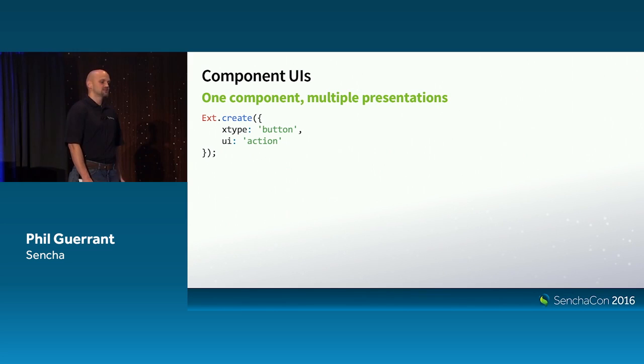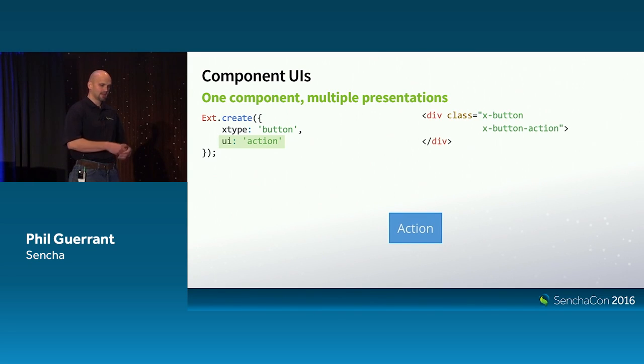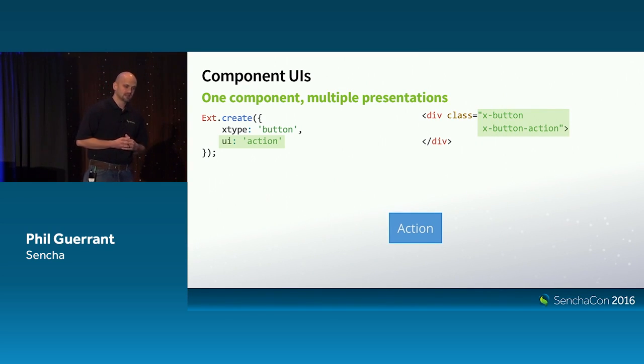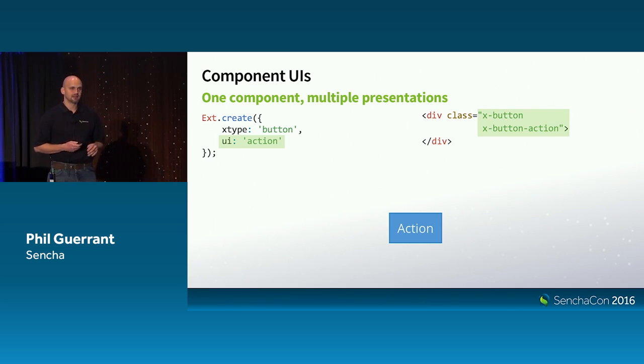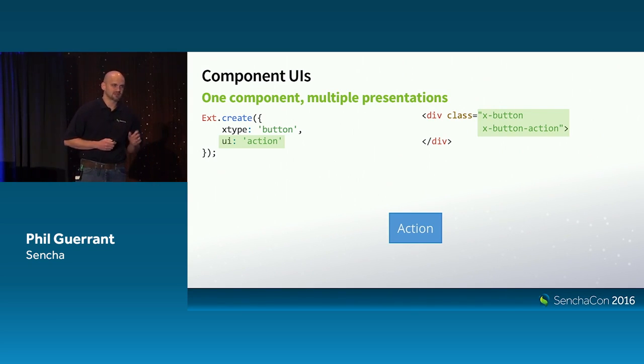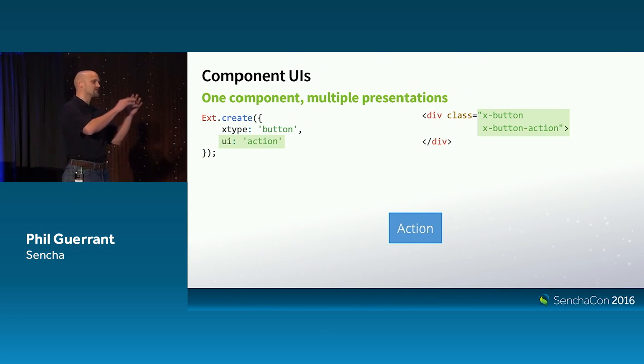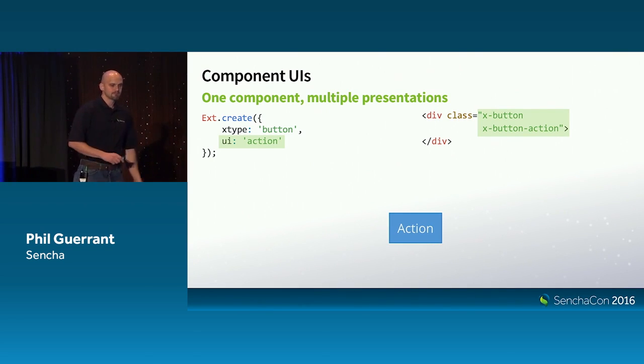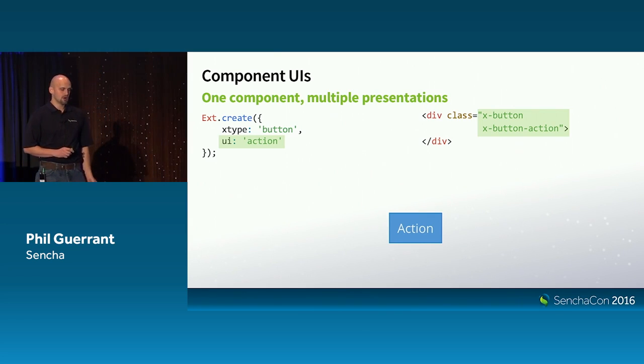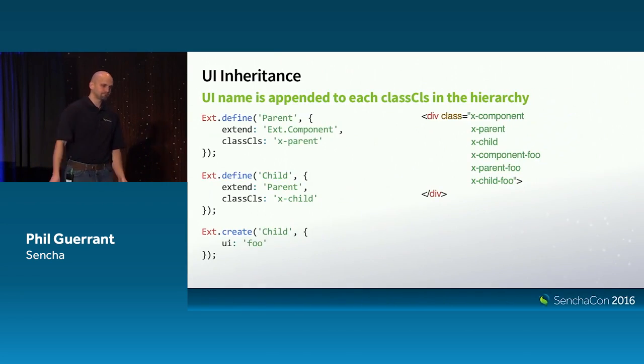To use these UIs, we use the ui config of the component. We'd set it to action. And that gives us a nice pretty blue button with the x-button-action class on it that gives it its blue styling. Notice it also has the x-button class on it, which is the classCls of button. That gives it its base styling. That gives you all the styling necessary to create that gray button. So the action UI simply adds blueness to it.